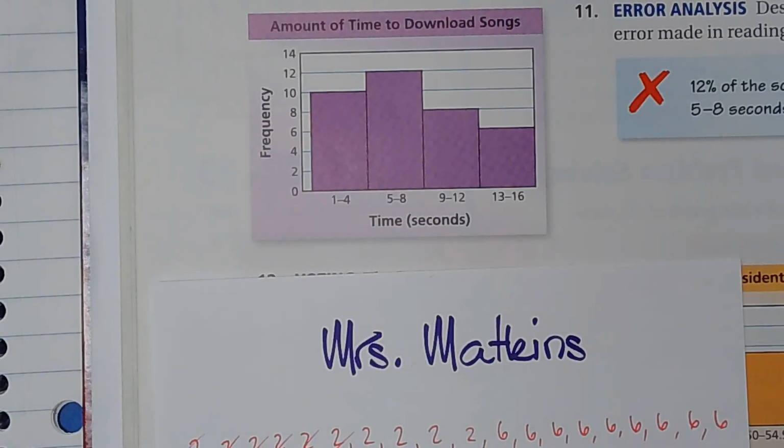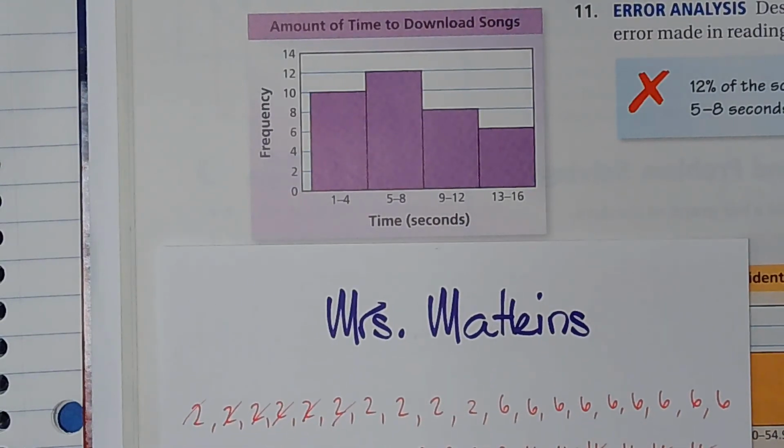So when you're doing a histogram, you can still find the median. Now, you can't find the mean because you don't know specific values. But since this was just an idea of where it would fall, I can do median. So you can do median with a histogram.